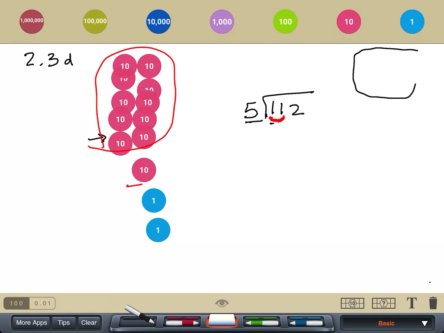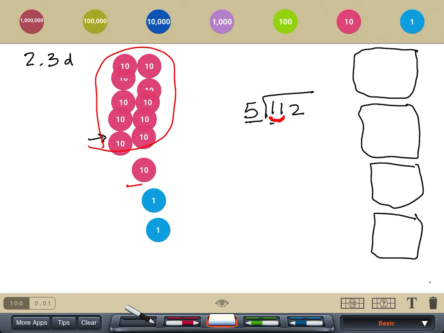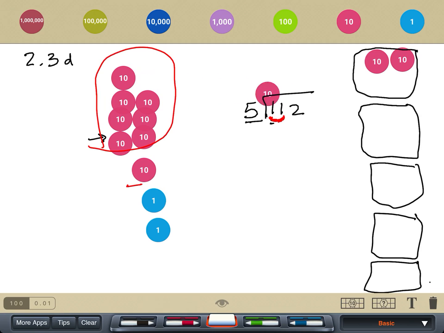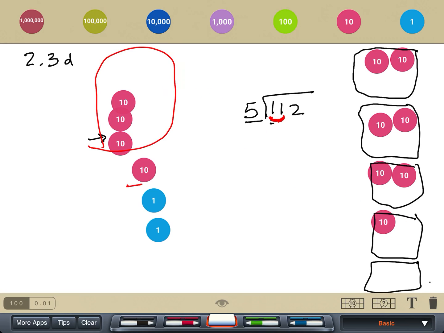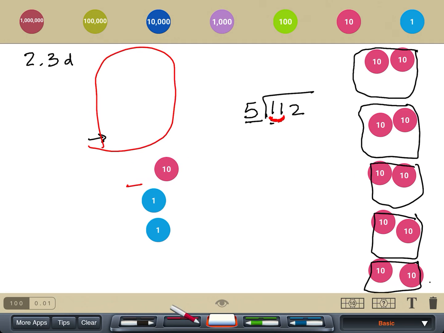So let me bring my groups over here. 1, 2, 3, 4, 5. Okay. So we'll put 1, 2, 3, 4, 5, 6, 7, 8, 9, 10, and we still have 1 here. And as you remember, to show that, we're going to say we put 2 tens in each of the 5 groups. We used 10 tens, and we have 1 ten left.